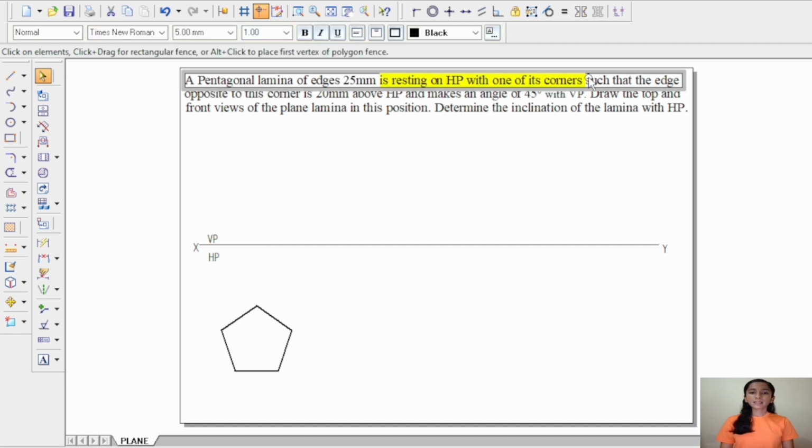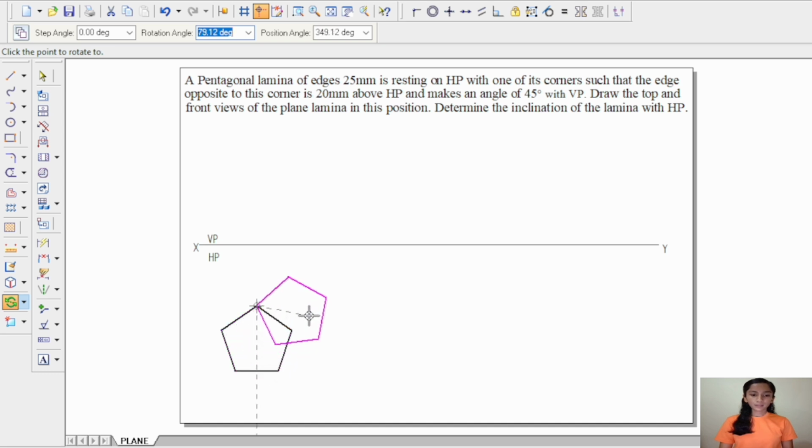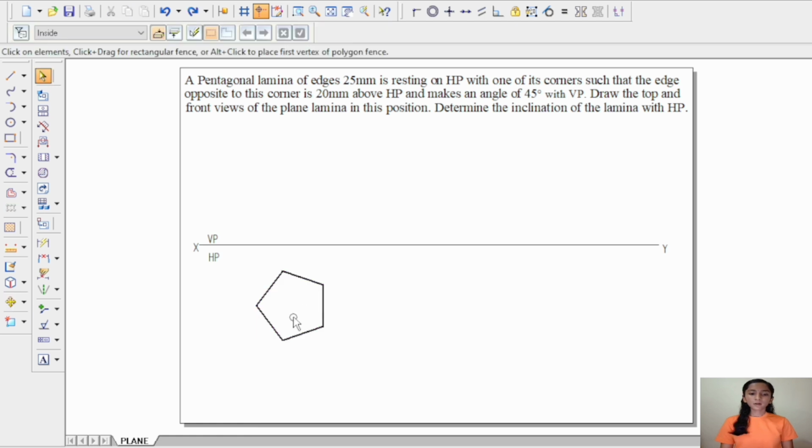The given pentagon is resting on HP with one of its corners, which means the given condition is corner condition. So we have to rotate the pentagon in such a way that the corner should be on the left side. Now go to select option, select the pentagon and go to rotate option, select one of its corners and the side opposite to the corner and it should be the midpoint. Now rotate the pentagon. Now let's move this pentagon. Select move option.